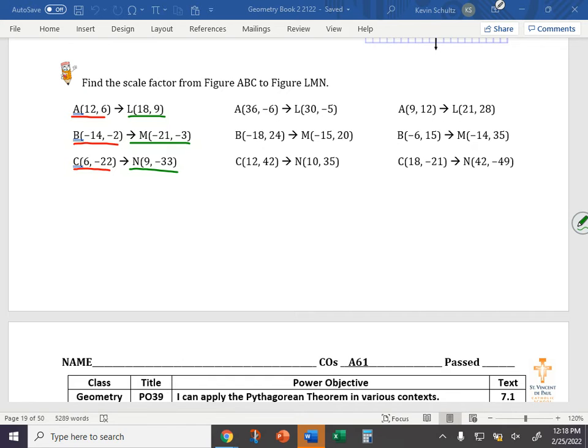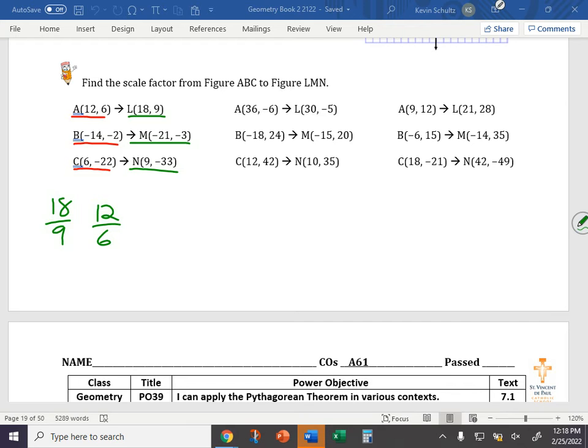18/9, then 12/6. Okay, and so 18/9 and 12/6, those both equal 2. Okay, which tells us that those ordered pairs are proportional, but is that the scale factor?